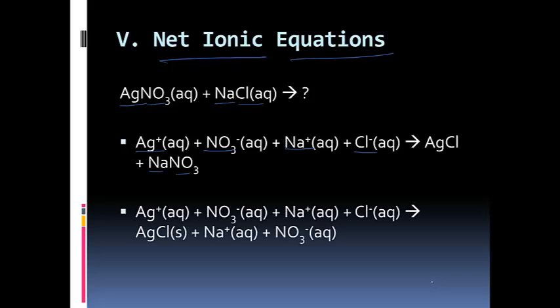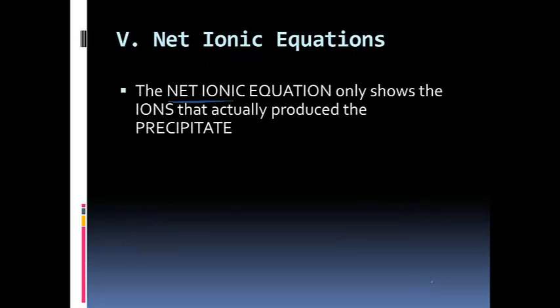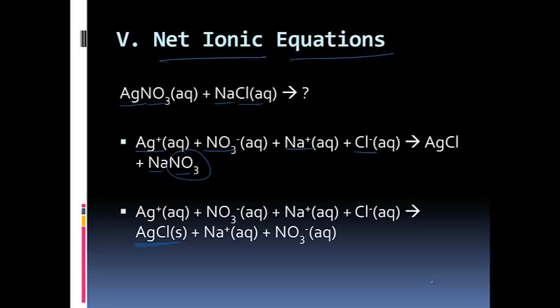You should have noticed that one of these is a precipitate. The AgCl is listed as a precipitate. NaNO3, remember, any of the nitrate compounds will never ever be a precipitate, so it always exists as ions. Now the net ionic equation shows only the ions that actually produce the precipitate. This would be the overall ionic equation. The reactants exist as ions, and the products that are soluble also exist as ions.